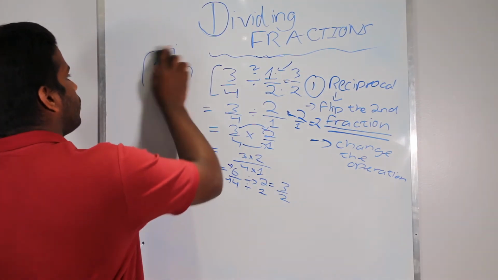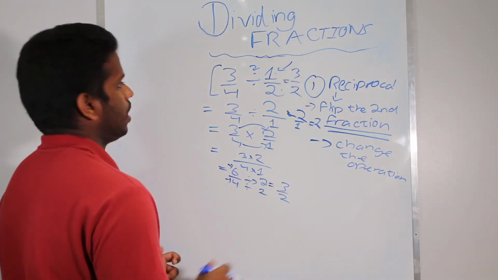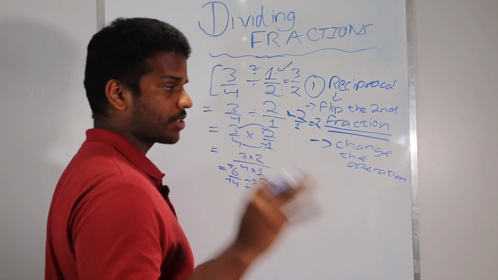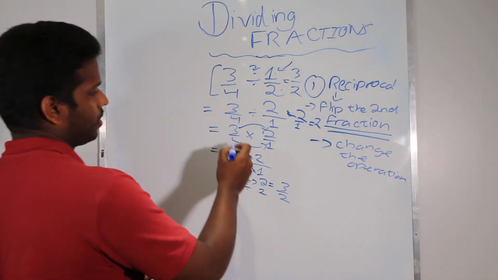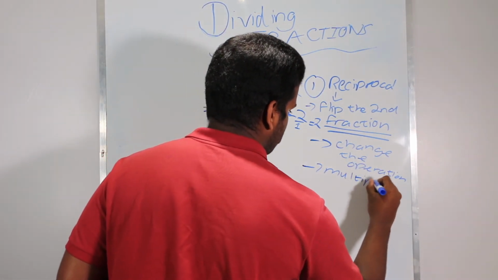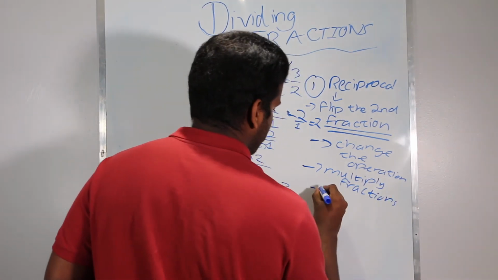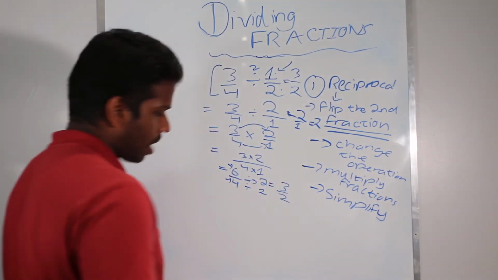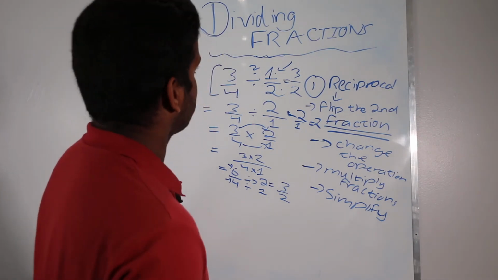So this is how we divide fractions. I've explained it to you. We flip the second fraction. Flip the second fraction only. We change the operation. Then we do what we did for multiplying fractions. And then we simplify. Always remember to simplify if we can, if there are any common factors, the greatest common factor. And that is how we divide fractions.